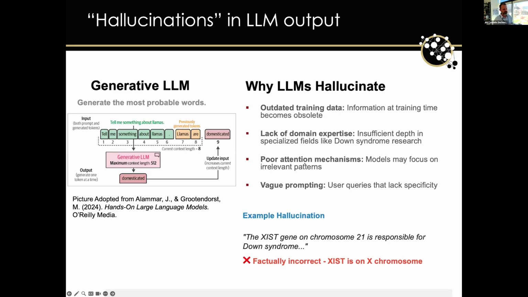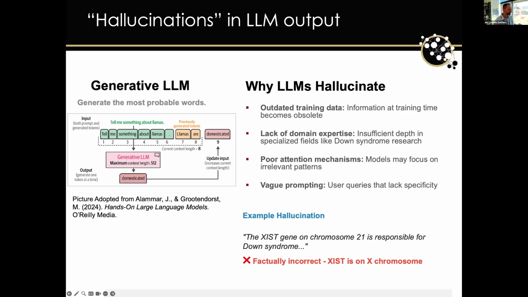Poor attention to mechanisms. So these models are trained on text, oftentimes comments and thoughts. They're not thinking about very detailed molecular mechanisms or how things are related to the biology. And then the prompting is also really important. So if your user queries lack specificity, or they're giving you very general questions, like tell me about Down syndrome, that can go in any direction from there, and it doesn't really know where to go.